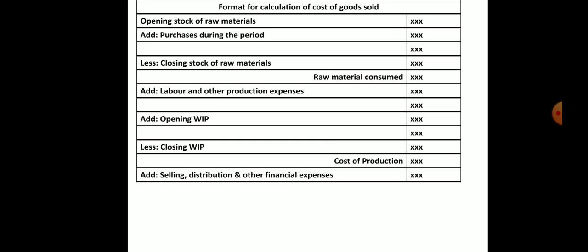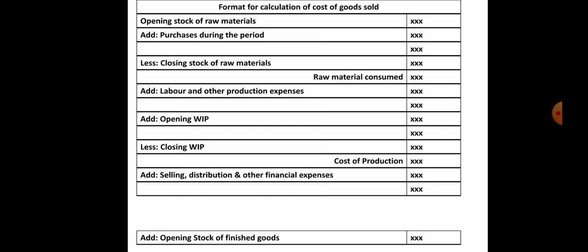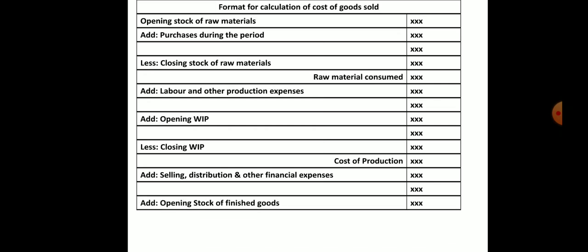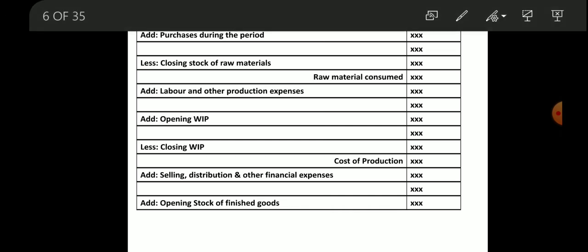Selling and distribution means what? Marketing and warehouse, all of that comes under these expenses. If you have any selling and distribution and other financial expenses, we have to add them. Then you total that, and next you have to add opening stock of finished goods. If you have finished goods in the company but have not supplied them to customers, they are still in the warehouse. Whatever opening stock of finished goods you have, we have to add.